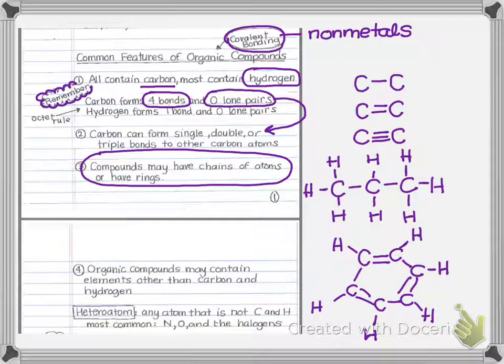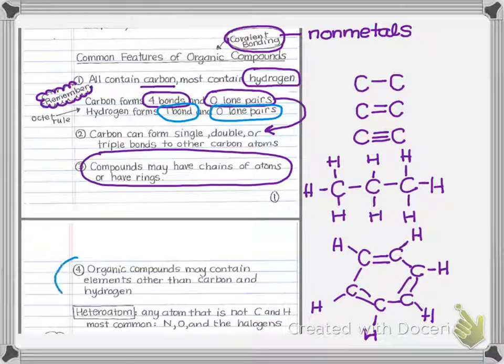Now remind yourself that hydrogen will only form 1 bond, and everything I've drawn so far has shown that, and it will have 0 lone pairs. It's because hydrogen can only have 2 electrons. Remember, each single bond that's drawn represents 2 electrons.